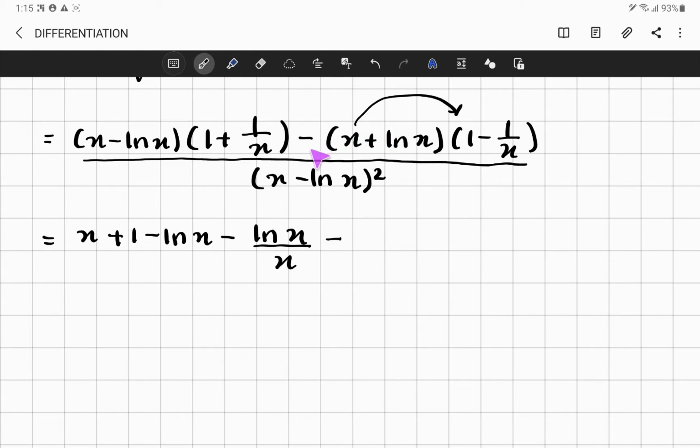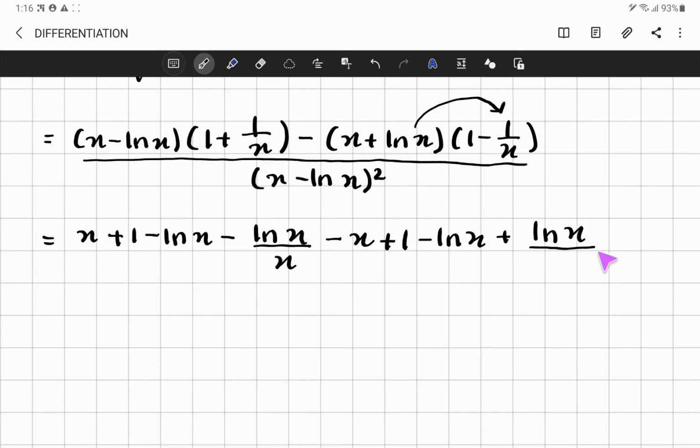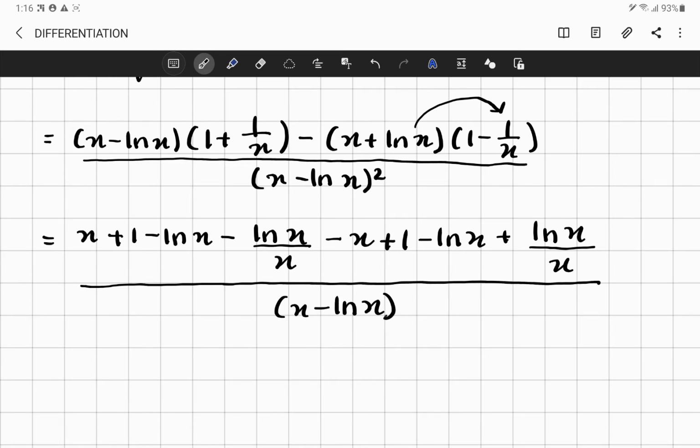x times 1 and times the negative is negative x. x times negative 1/x is negative 1, and negative 1 times the negative is positive 1. ln x times 1 is ln x, times the negative, negative ln x. ln x times negative 1/x, times the negative, is positive ln x divided by x, all divided by (x - ln x) squared.